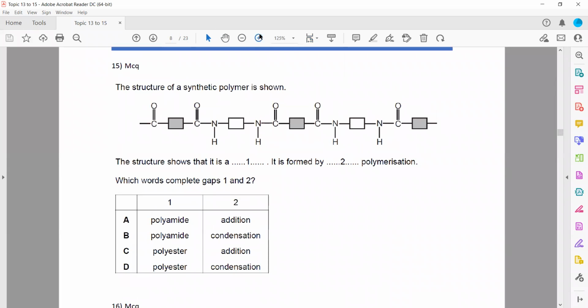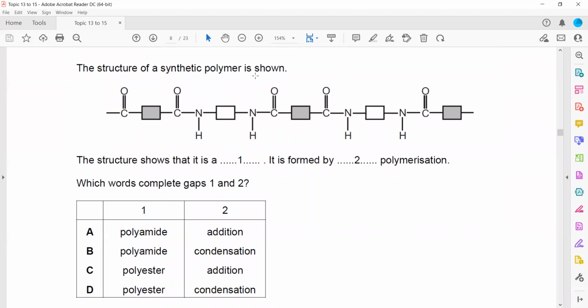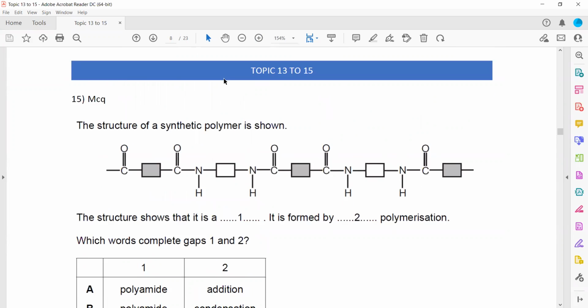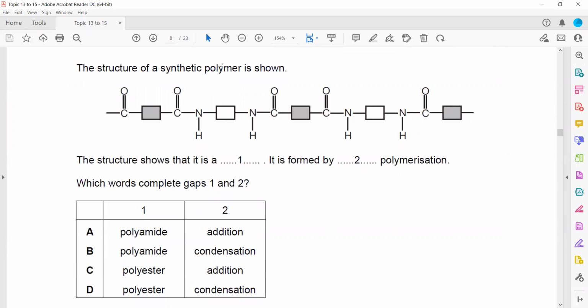So what is this? You have studied two types of synthetic polymers, condensation polymers, which are synthetic, man-made. One is polyester. Polyester contains an ester linkage, and this is called an amide linkage, C double bonded with O and N. That is an amide linkage. So this is a polyamide, with many amides there. And how is it formed? It is formed by condensation polymerization.